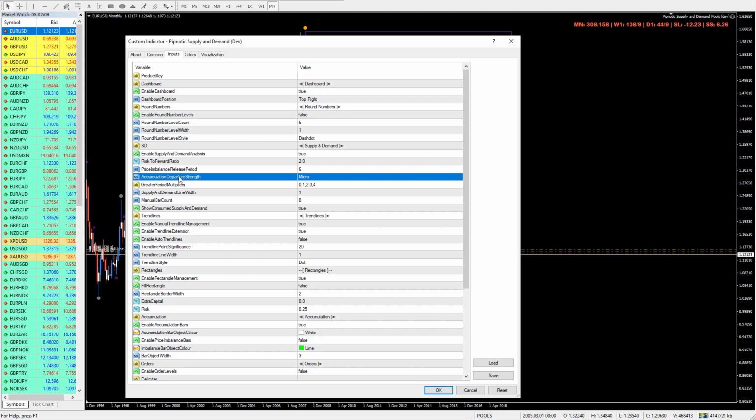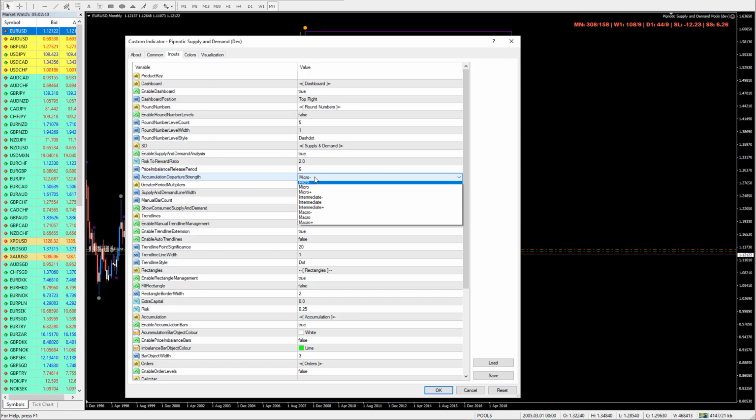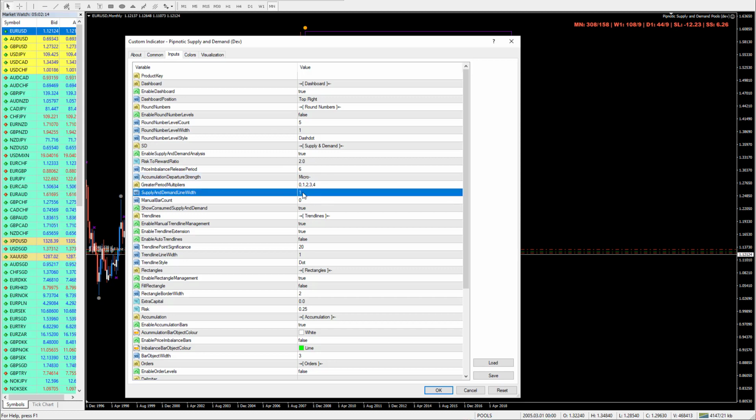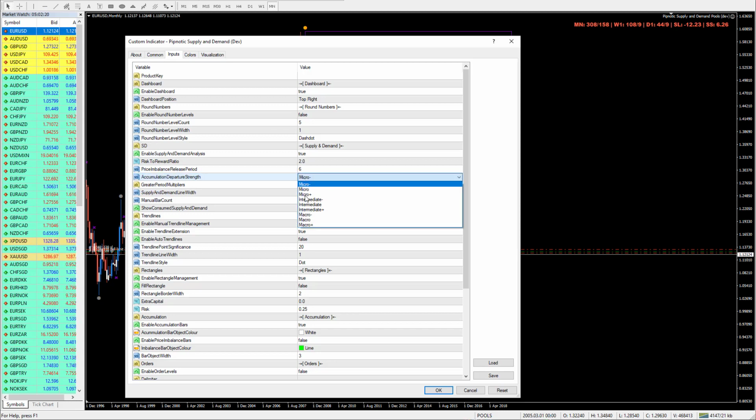Okay, then we have this one here, accumulation departure strength, and I've set this to the smallest setting. Why? Because this is bringing everything to my attention. I want to add discretion to what the indicator is showing me. If I put this up to intermediate or macro, well, then I'm going to be shown less, and I want to see much more so that I can make the trading decision myself.